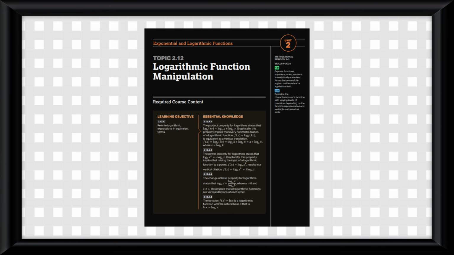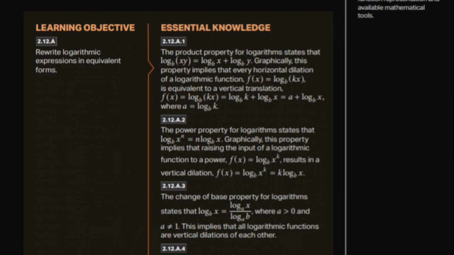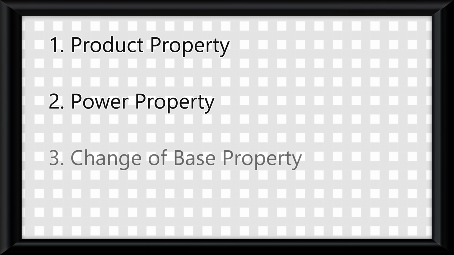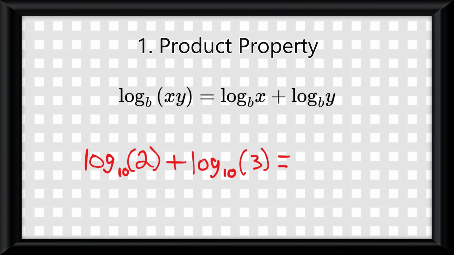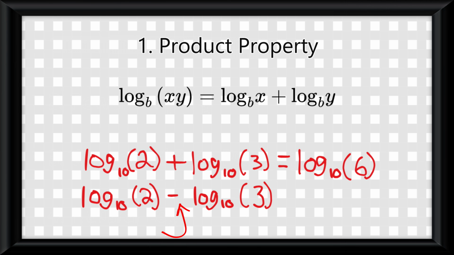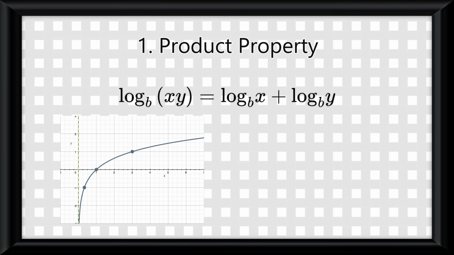Okay. Topic 2.12. This is where logs start getting a little hard. You will learn 3 properties in this video and an intro to natural logs. Let's go in order and start with the product property. This states that log base b of xy is equal to log base b of x plus log base b of y, meaning if you have 2 logs of the same base added together, it is equal to the log keeping the base of the 2 terms multiplied by one another. This means that the opposite, subtracting 2 logs with the same base, will equal the log base of the terms over one another. On the log graph, this functions as being the horizontal dilation, and if you need help graphing it, just roll the clip.